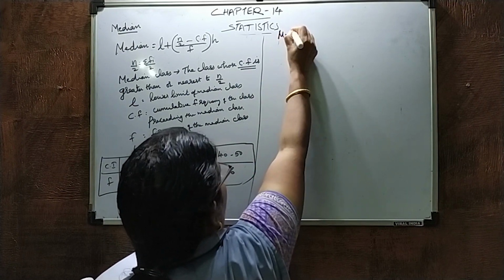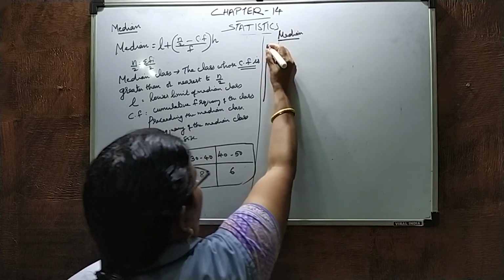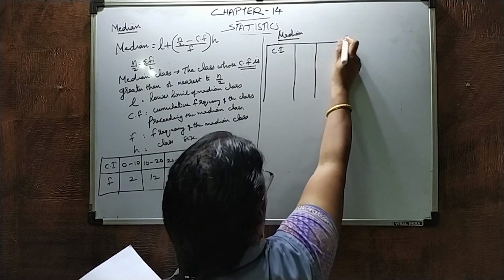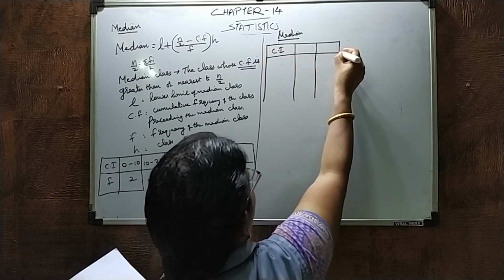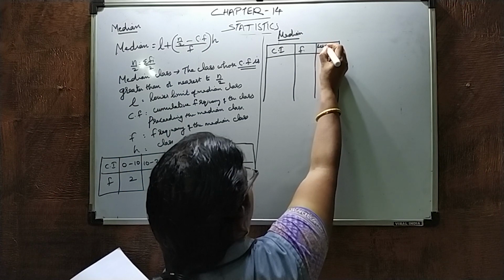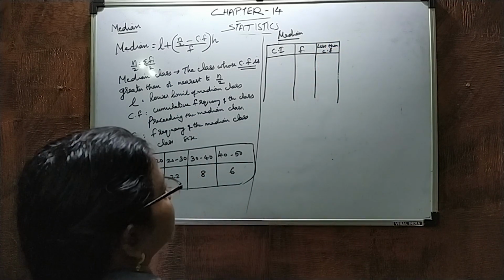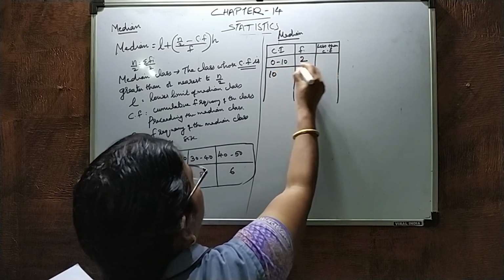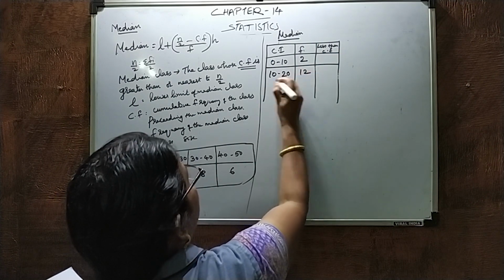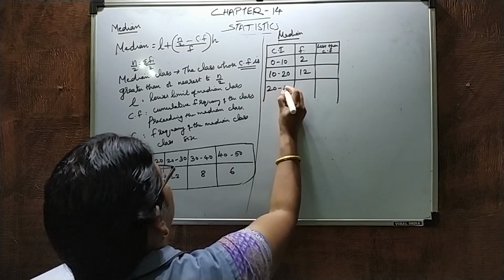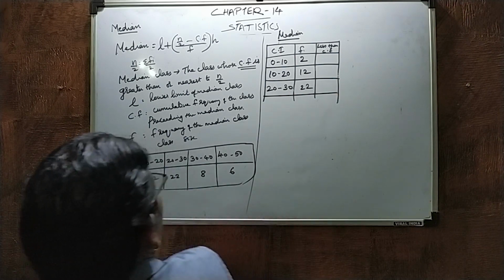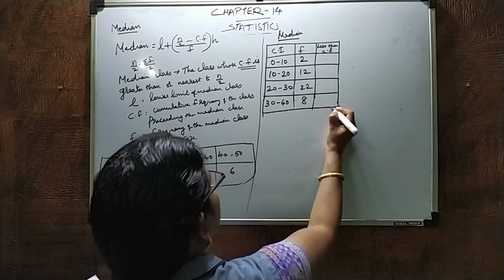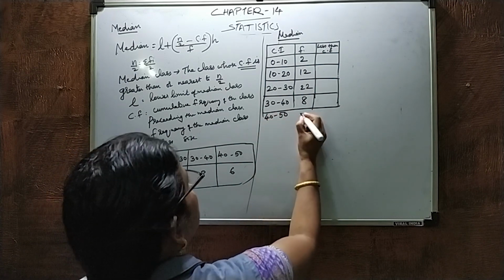So for the median, draw the 3 columns. Class interval only need to draw little bigger. Frequency will be here and then cumulative frequency also will be here. So class interval, frequency and then less than CF, cumulative frequency. Now first one 0 to 10, it is 2. Then 10 to 20, it is 12. Then 20 to 30, it is 22. Then 30 to 40, it is 8. Then 40 to 50, it is 6.